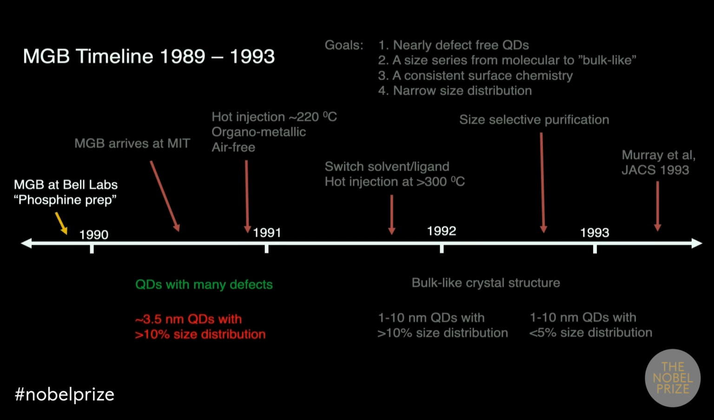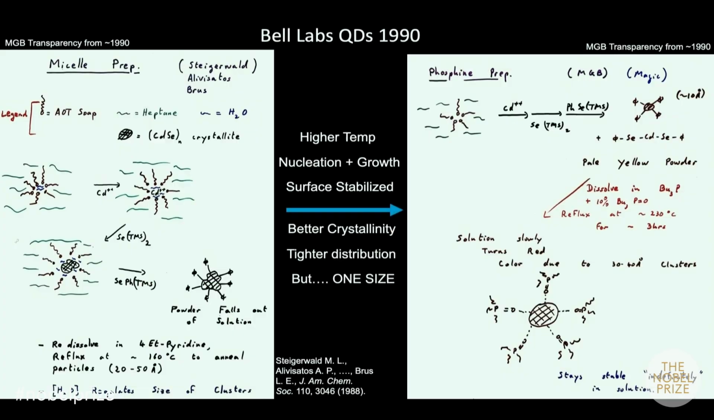So let me start with the Bell Labs prep that Lewis talked about, what I will call the phosphine prep. At the end of 1989, I was a postdoc, and I stumbled into that. The phosphine prep, and I have my slides also from 1990, etc., on transparencies. The micelle prep, it should be called the inverse micelle prep.